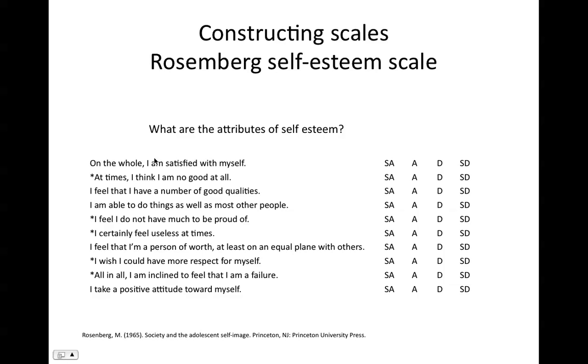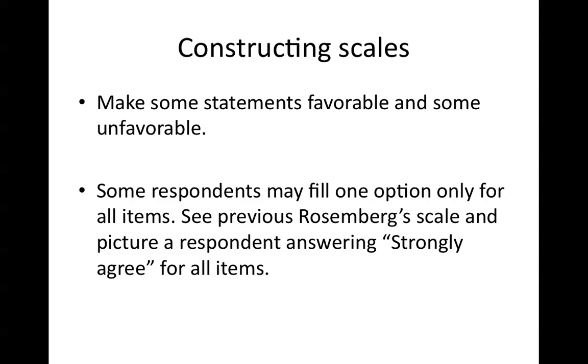These don't reconcile each other, right? So it doesn't make any sense why somebody would sometimes feel no good at all, not feel good about themselves, but feel like they're a person of worth. So it's a way of sort of checking internal validity of a respondent. You want to make some statements favorable and some unfavorable, just like I pointed out, some negative and positive responses. Some respondents may actually just try to fill in one option for all items. So this sort of discourages that from happening.